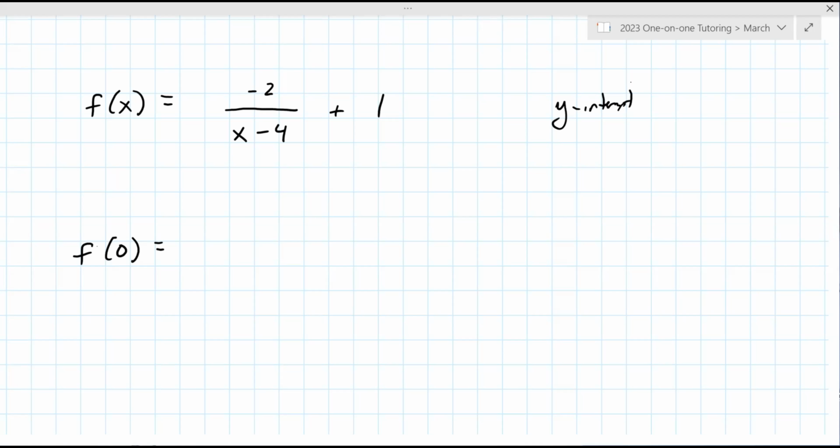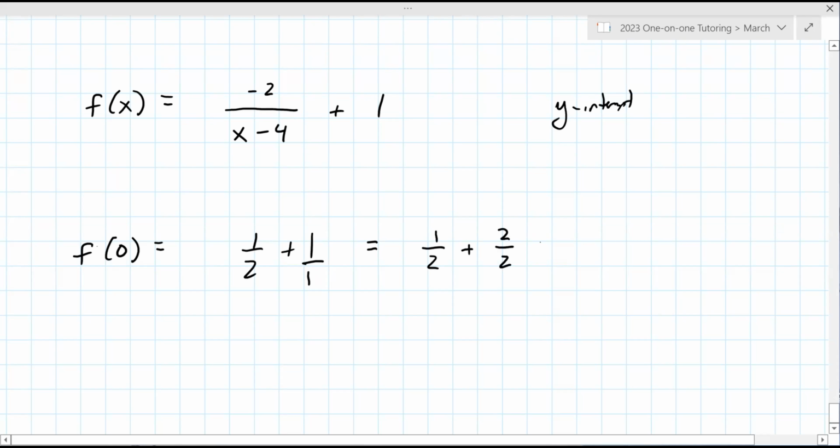Got a 1/2 plus 1. Okay, good start. So to add fractions, you want to make a common denominator. You can think of that one as being 1/1, which is 2/2. And then you add the tops, but you keep the bottom.